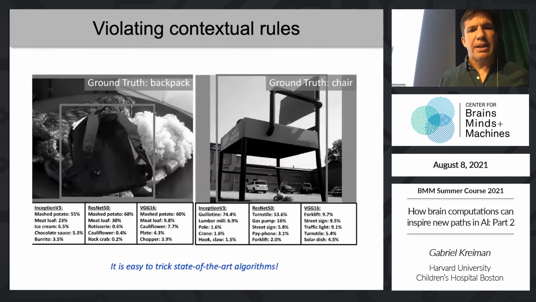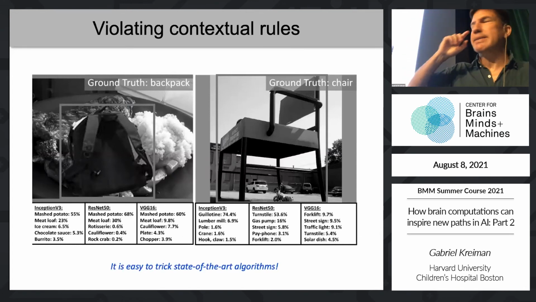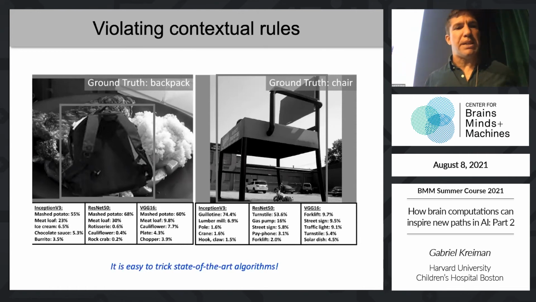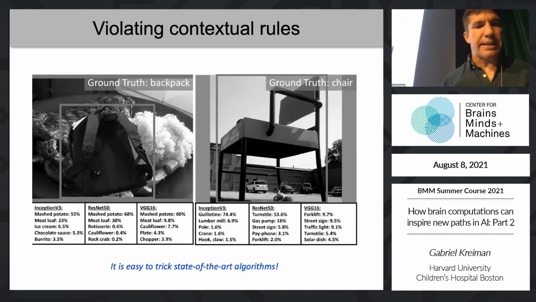Okay. All right. So again, these models still fail in major ways, and this is related to the ObjectNet data set. If you do things like put a backpack in a plate of meatloaf and mashed potatoes, none of the models can detect this backpack.